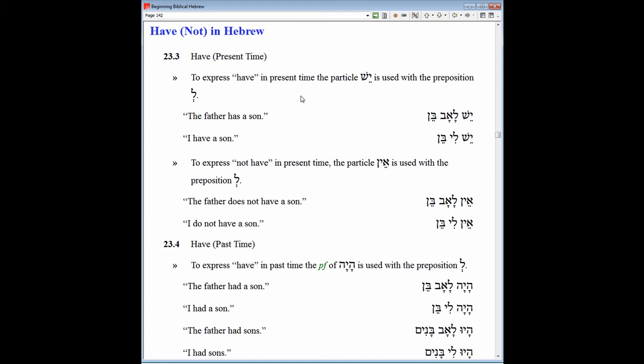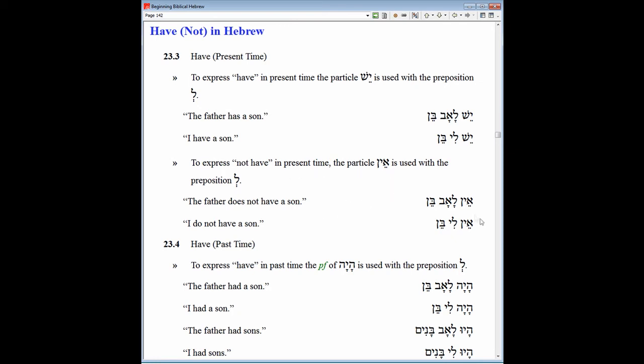To express have in the present time, particle yesh is used with the preposition lamed. So yesh, there is la'av, to the father, and it's the father because we have comments here under the lamed. It's your definite article, which lengthens before the guttural. So there is to the father a son. Well, that's awkward English, but what it means is the father has a son. There is to me a son. Yesh li ben. There is to me a son. Well, it just means I have a son. Again, this is just the way Hebrew expresses the possession.